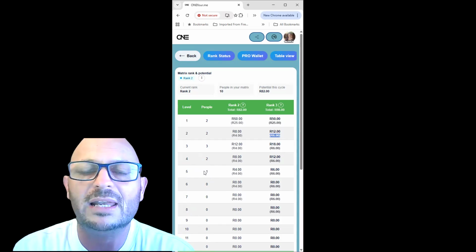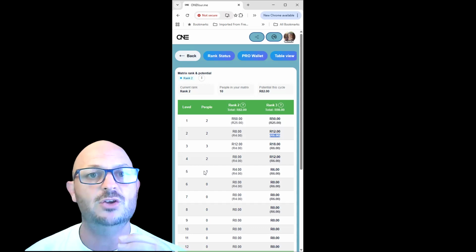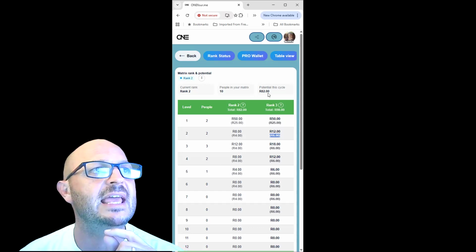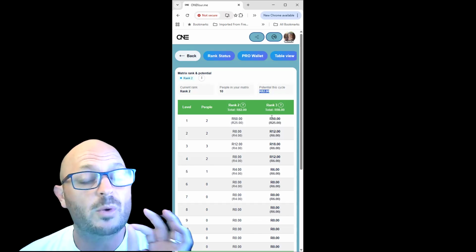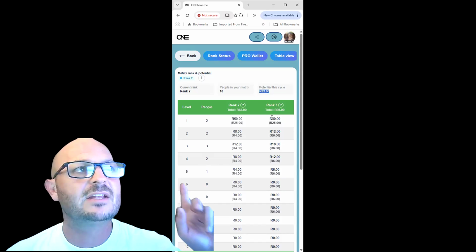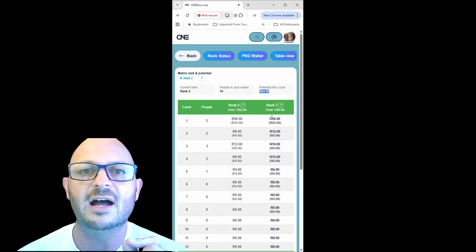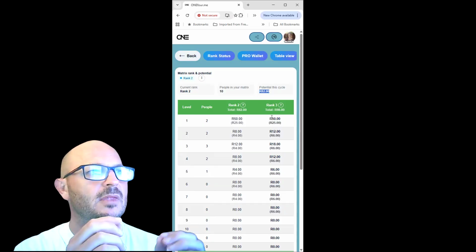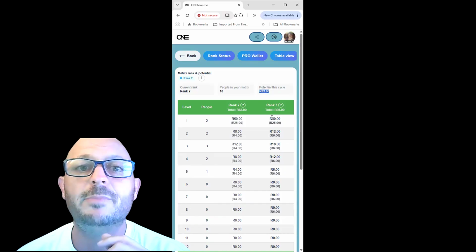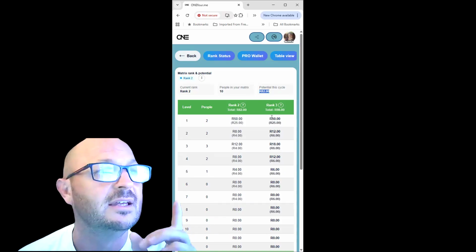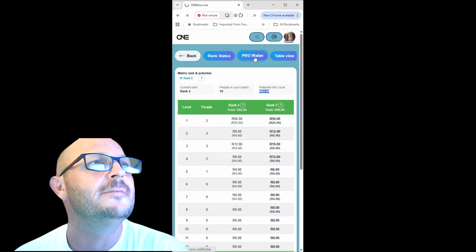And then you have your pro wallet. Your pro wallet will show you what your matrix value is as it stands at the moment. You can see there, the matrix value at the moment is 82 Rand. What I noticed straight away is that it went from 90 Rand last month to 82 Rand now. So I think two or three people might have gone inactive in this entire network, in her matrix.